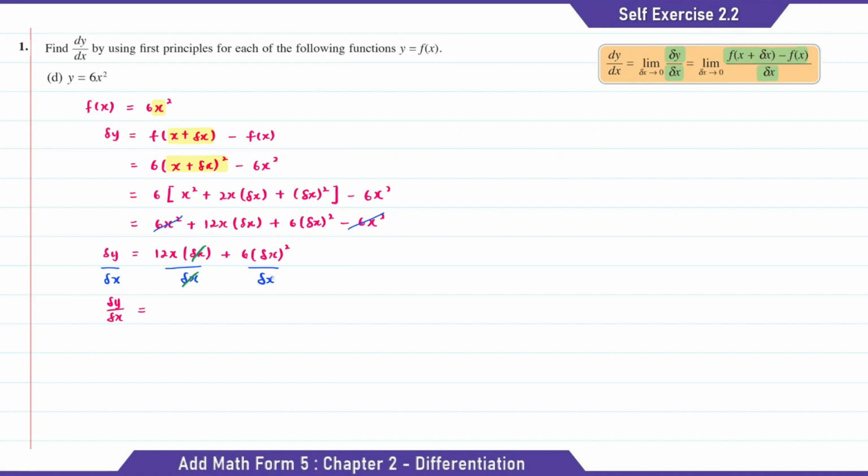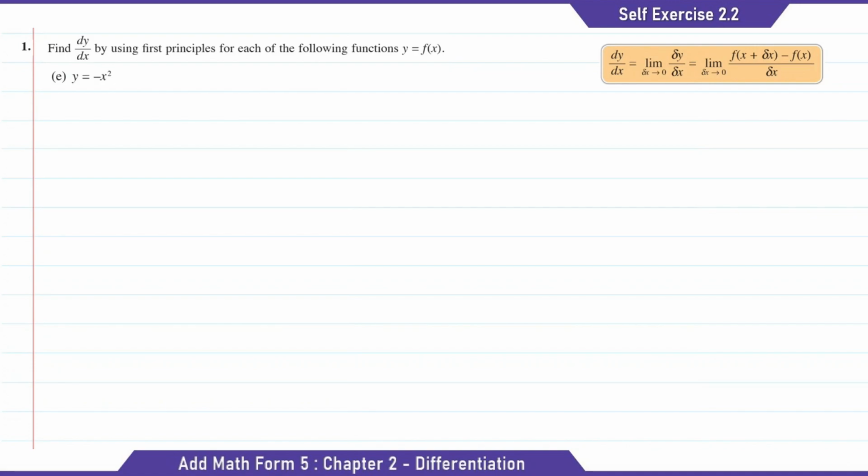So delta x here will be cancelled and this is just left with 1. This is equal to 12x plus 6 delta x. Next, to find dy/dx, replace the delta y over delta x here with this. As delta x approaches 0, we're going to substitute the delta x here with 0. Then dy/dx is equal to 12x.